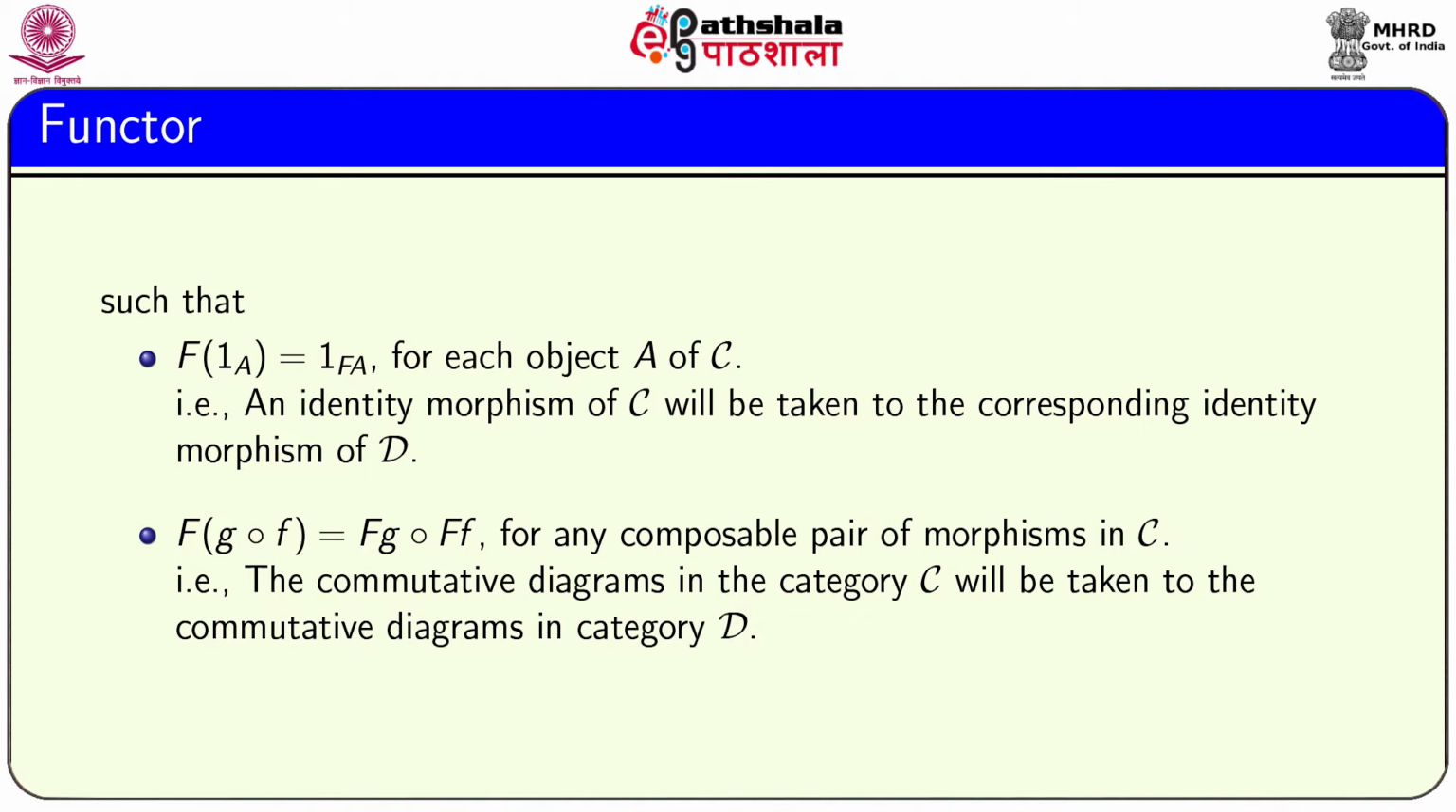Second condition is that F(g∘f) is equal to F(g)∘F(f) for any composable pair of morphisms in C. That means, whenever we have a commutative diagram of morphisms in the category C, it will be carried to a commutative diagram of morphisms in D by the rule capital F.